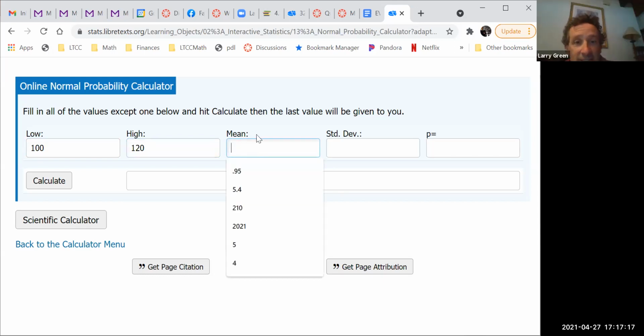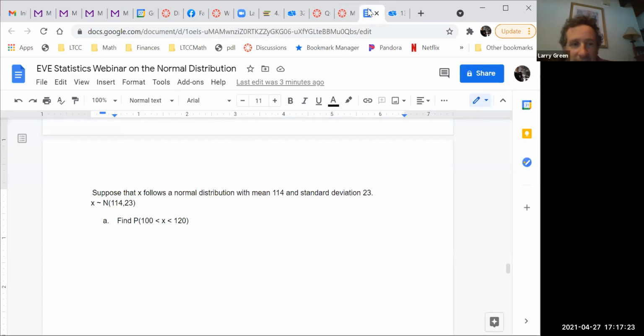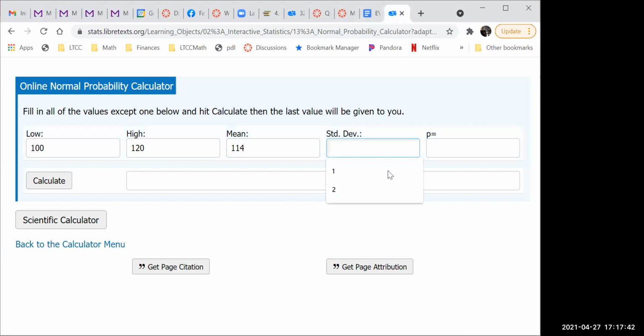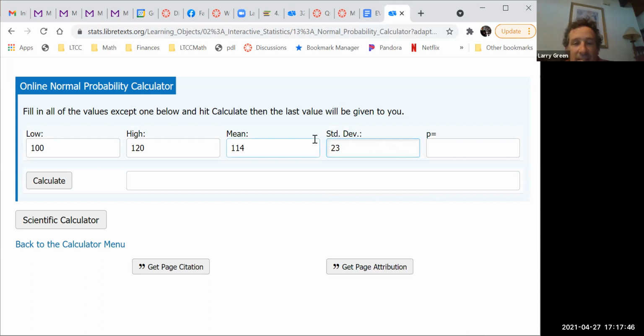What's the mean? If you want to go back to it, what's the mean? It's not a trick question. Yeah, 114. What's the standard deviation? 23. That's 23. Okay, and we're asked to find the probability.